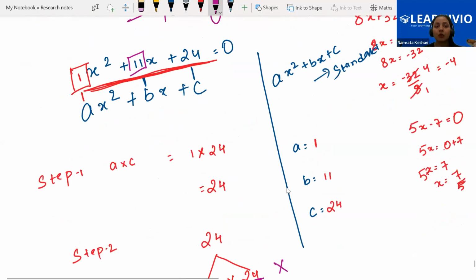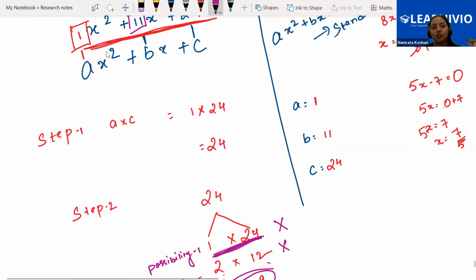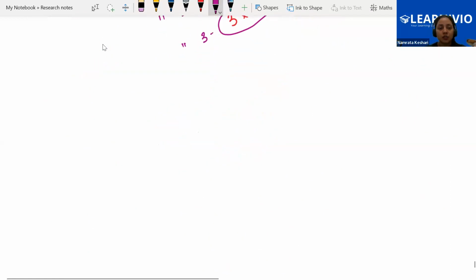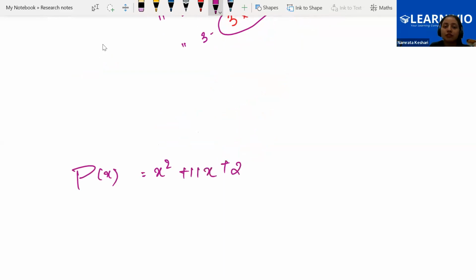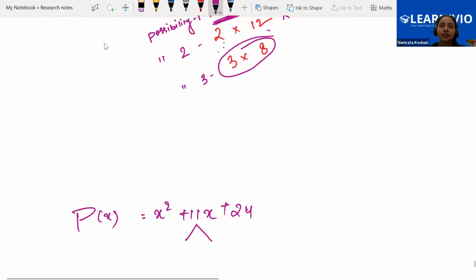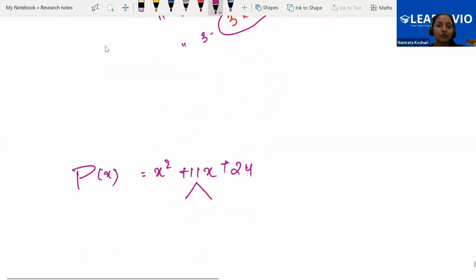Again, I am copying down our polynomial. It was x square plus 11x plus 24, and we are trying to split the middle term over here. So we realize that 3 and 8 can make 11, but we also have to be careful that we want plus 11. So 3x and 8x, we got the idea. 3 and 8 we have to take. Since x is here, both must have x.